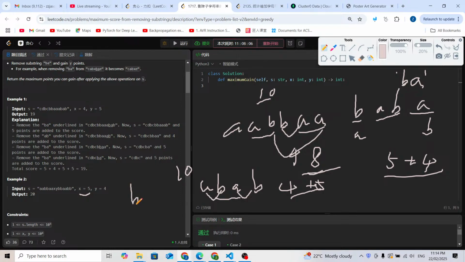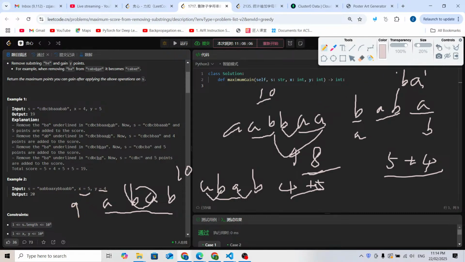Maybe you're going to imagine, what if after removing BA, what's left behind is something like AB? Is that going to happen? What I mean is, after the first pass for the stack, what's left behind is this: AB, AB. Is this possible? It is not possible. If it were possible, for example, we remove BA, we get a score of 4, and then we remove AB. Even this, we get a score of 9.